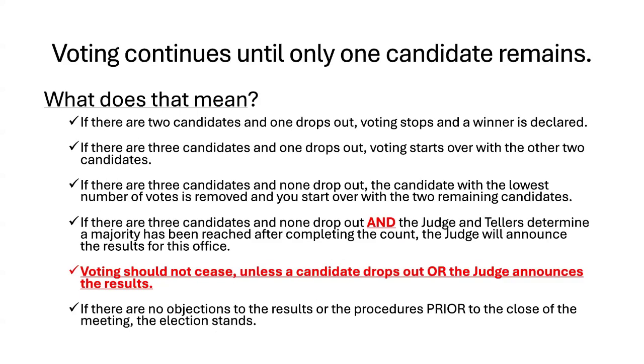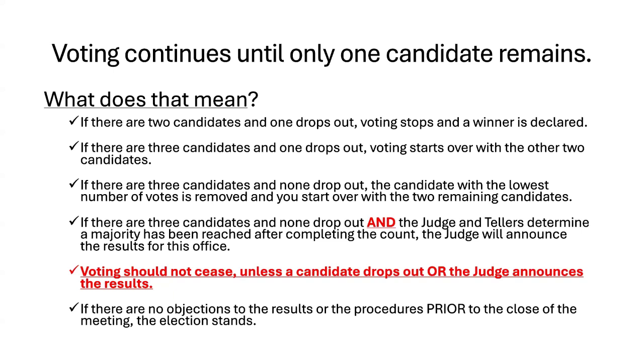Voting continues until only one candidate remains. Now, what does that mean? If there are two candidates and one drops out, voting stops and a winner is declared. If there are three candidates and one drops out, voting starts over with the other two candidates. If there are three candidates and none drop out, the candidate with the lowest number of votes is removed and you start over with the two remaining candidates.